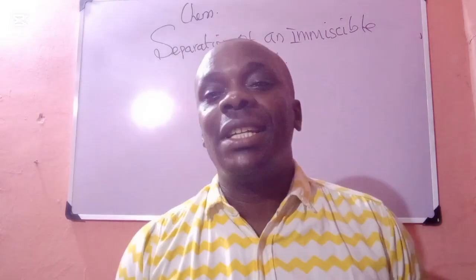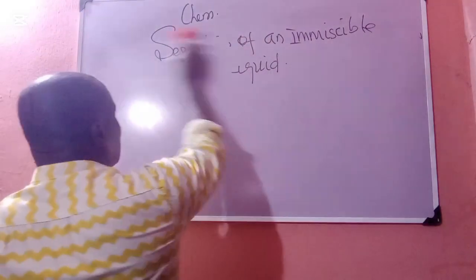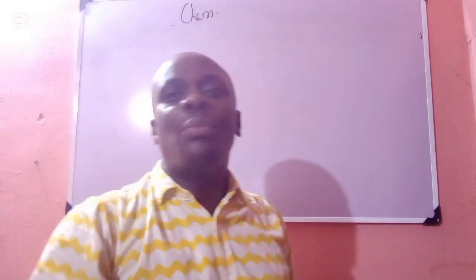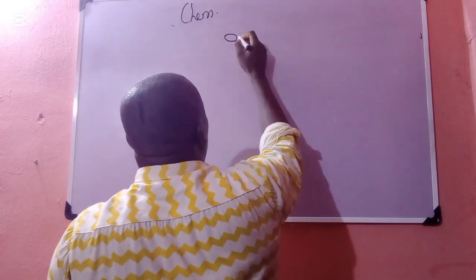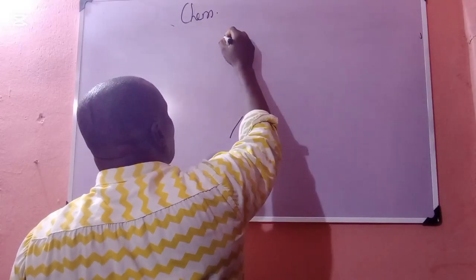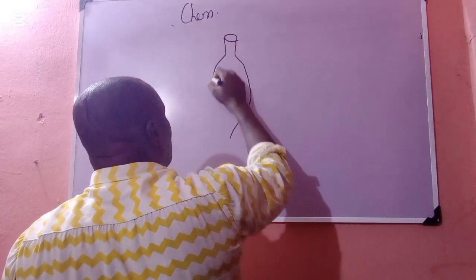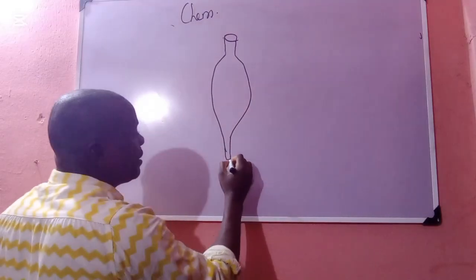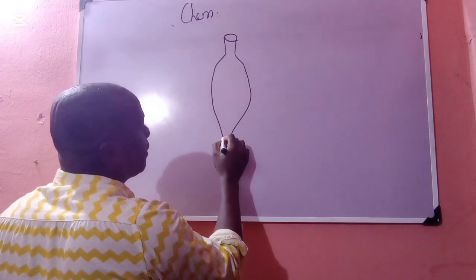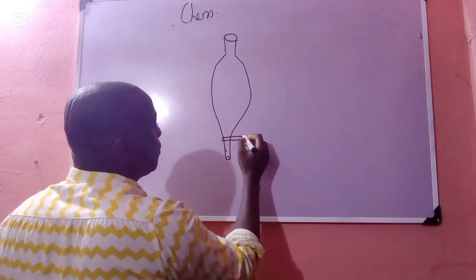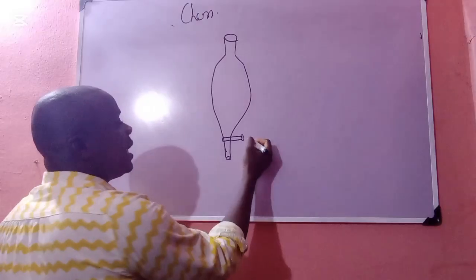Let's take, for instance, we have this. This is a typical example of a separation funnel. This is how it looks like. You can see this, and at this point you have the knob. This is the knob that you hold.